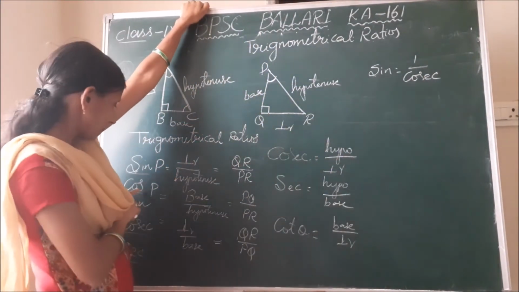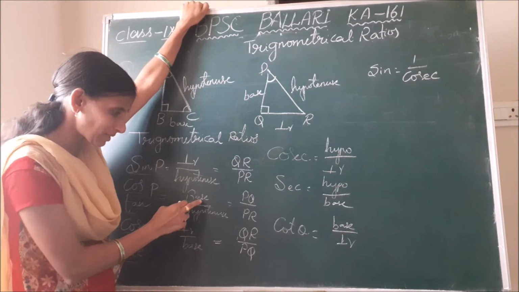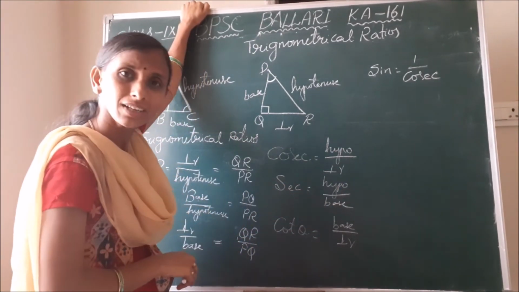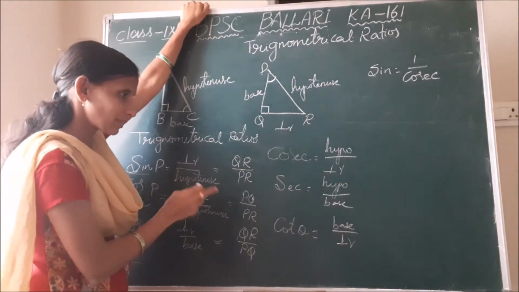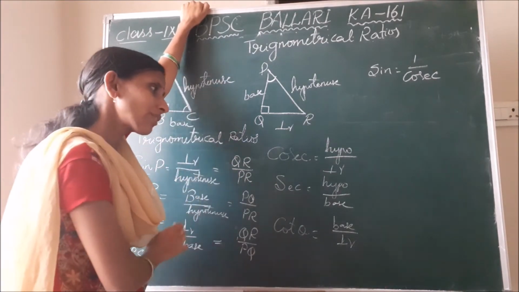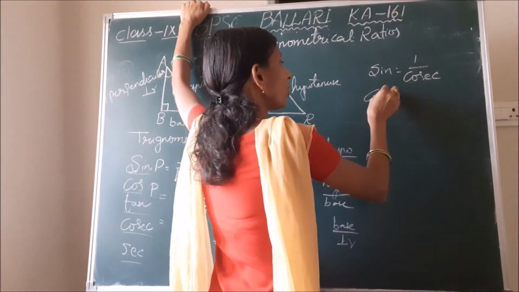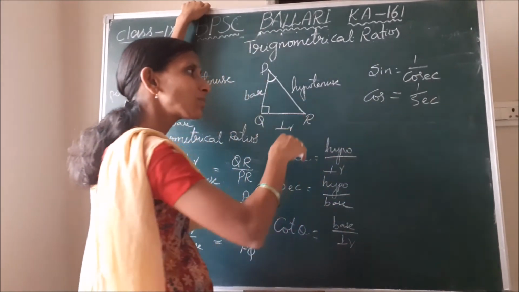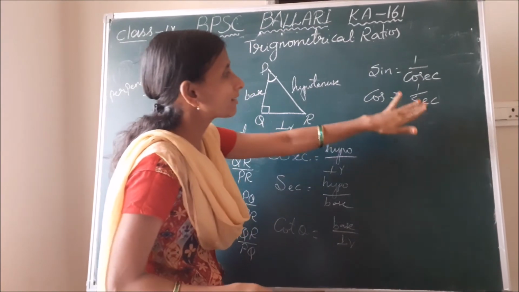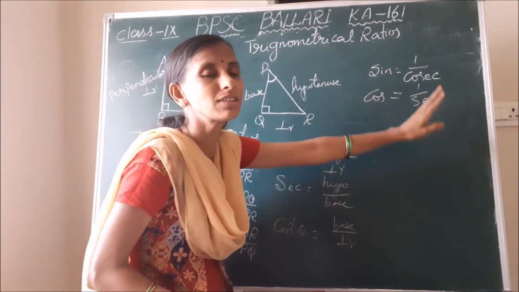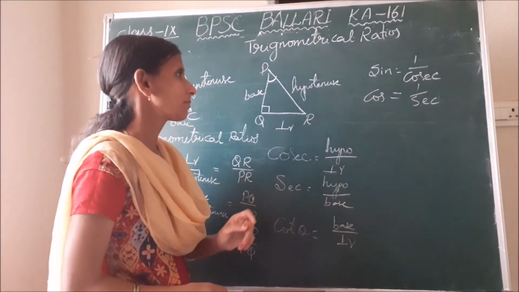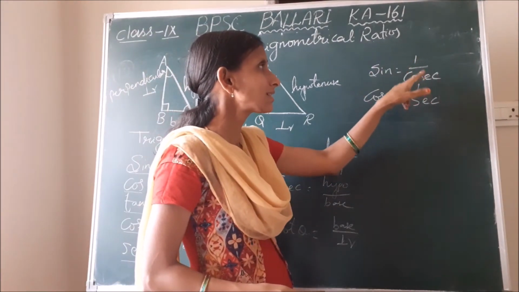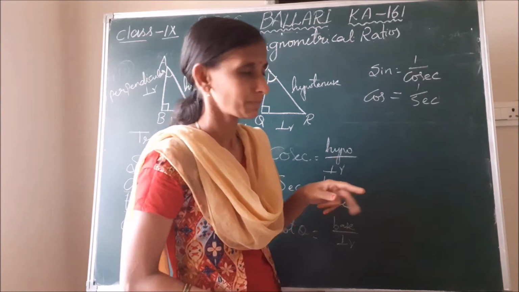Okay, next, cos means base by hypotenuse. Here secant means hypotenuse by base. See, they are opposites, means reciprocal. So from this we can say cos is equal to 1 by secant. Means vice versa it is. Secant is equal to 1 by cos. Cos is equal to 1 by secant. Sin is also the same. Sin is equal to 1 by cosecant. Cosecant is equal to 1 by sin.